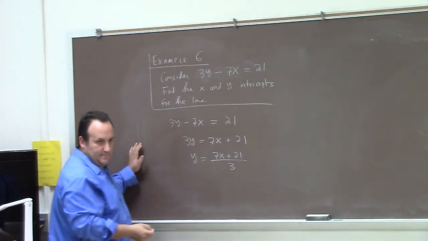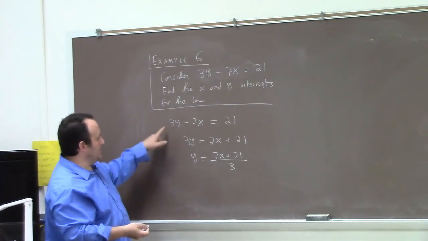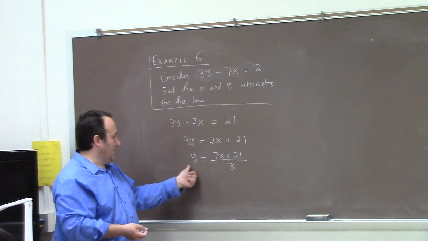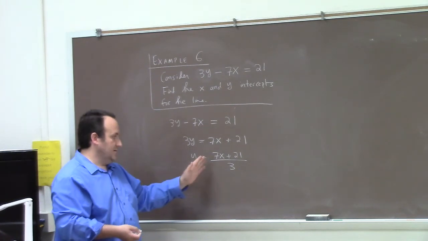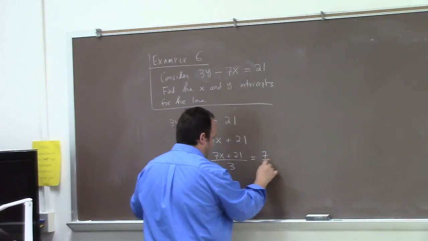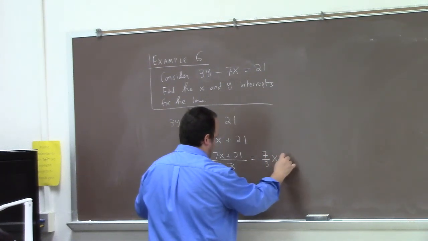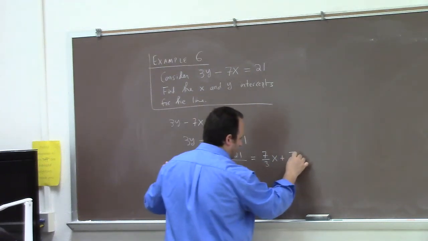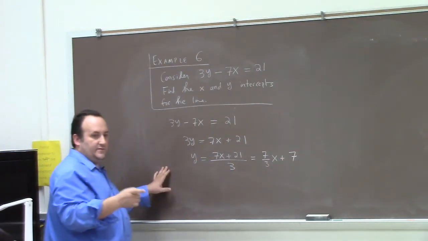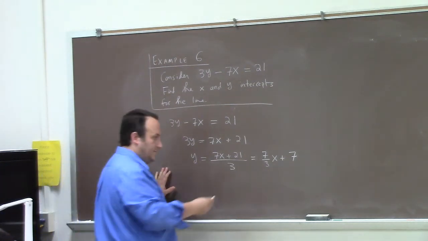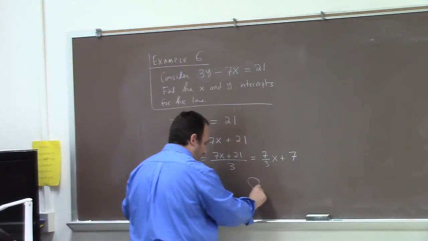Right, like that. So we isolate the 3y by adding 7x to the other side, and then divide by 3. Look at this. That's 7/3 x plus what's 21 over 3? 7. And so that's a good idea, because now you can tell me what the y-intercept is of the line, right?